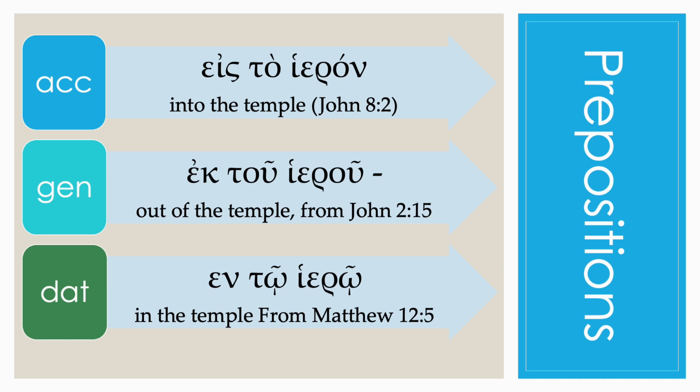And lastly, the temple is in the dative. En tō hierō, in the temple. That's an example that I got from Matthew 12 verse 5, where the temple, hierō, is dative, and the preposition used is en, meaning in. And the temple, of course, is a stationary object, and the preposition is coming to rest in a sense. So it's in that stationary object, in the temple.